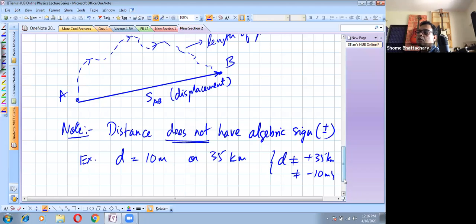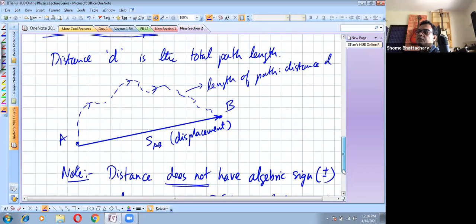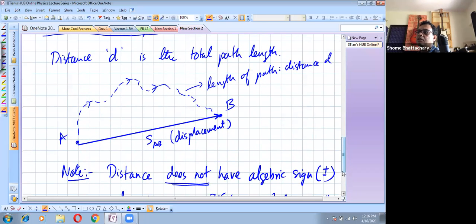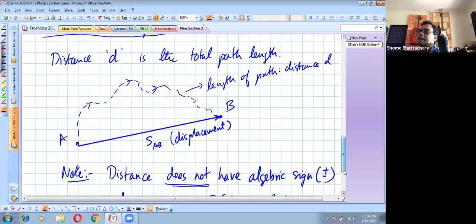Whereas when we define displacement in one dimension, we always define it with an algebraic sign, because in one-dimensional motion or motion along a straight line, we are defining a particular direction as our axis, either as our x-axis or our y-axis. So accordingly, the displacement could be along the positive direction of that axis, or along the negative direction. Hence, displacement is given algebraic sign.